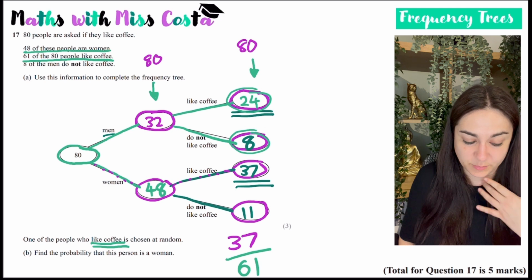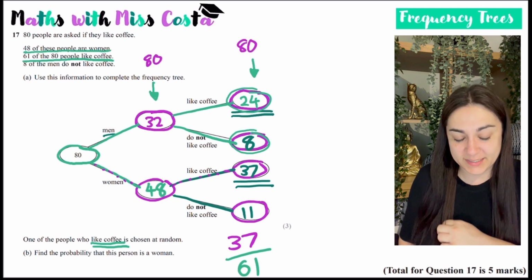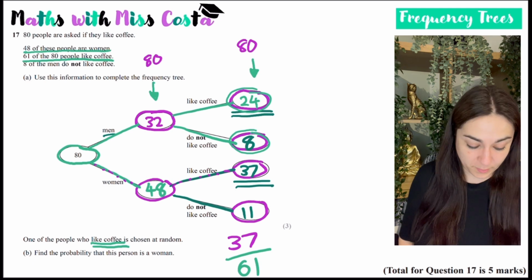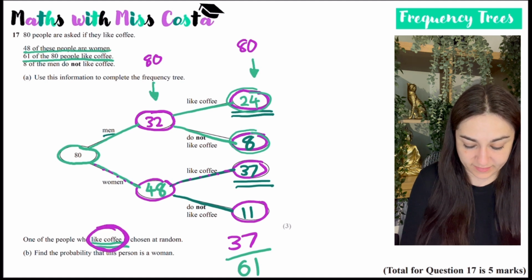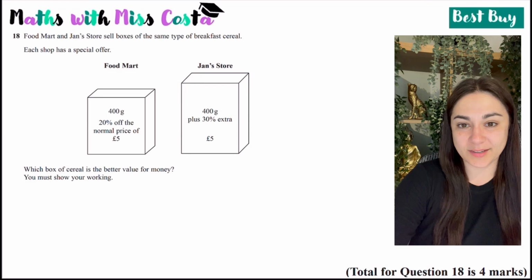This is a slightly harder probability because they've shrunk the probability down. It's not out of the total. The probability is out of the people that like coffee. That's why reading the question is super important.